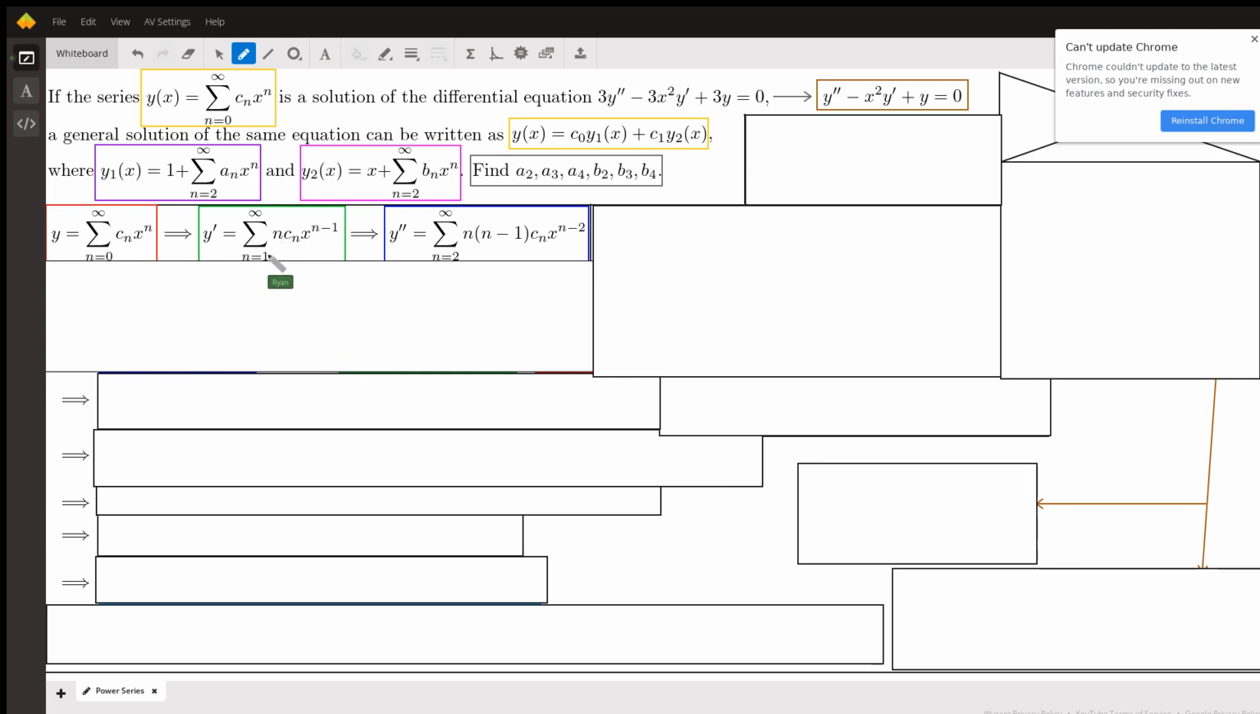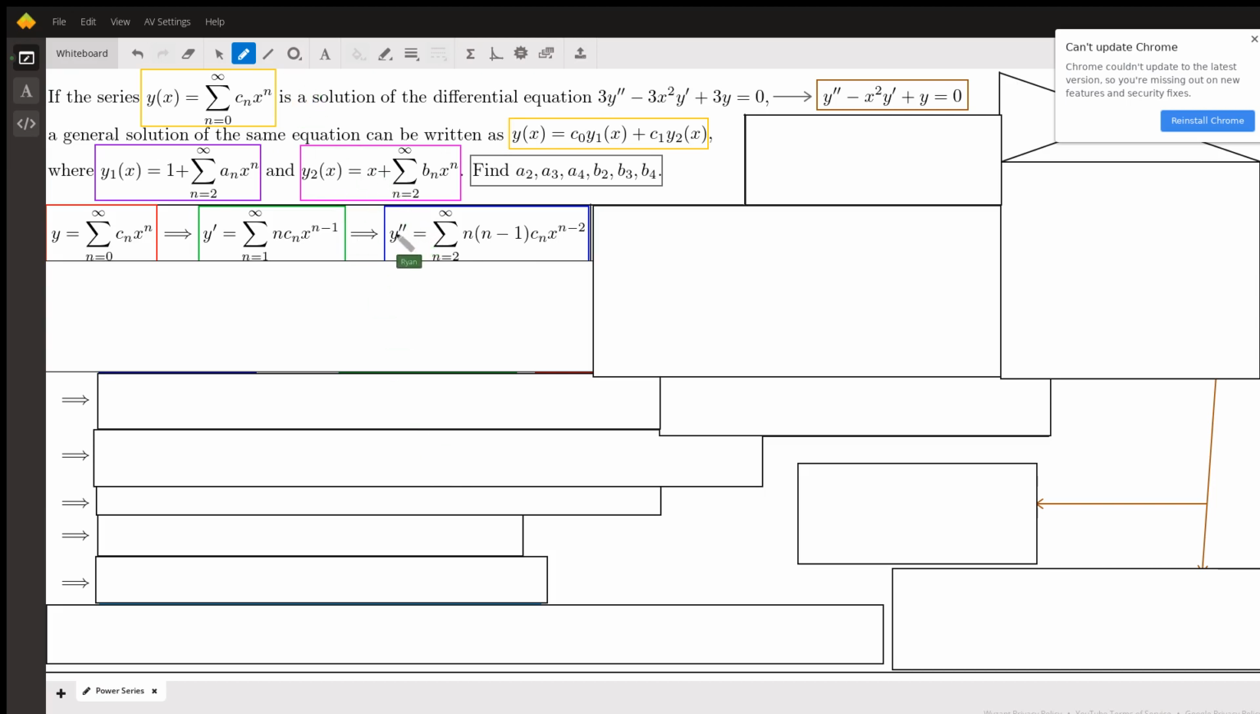And then for y'', the derivative of this one, you bring the n minus 1 down to the front and make it an n minus 2. That's exactly what we have over here. And then this also gets incremented. You can verify that if you plug in 0 or 1 for n, you'll end up getting a 0.